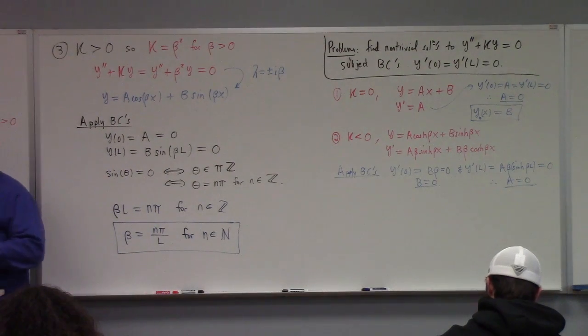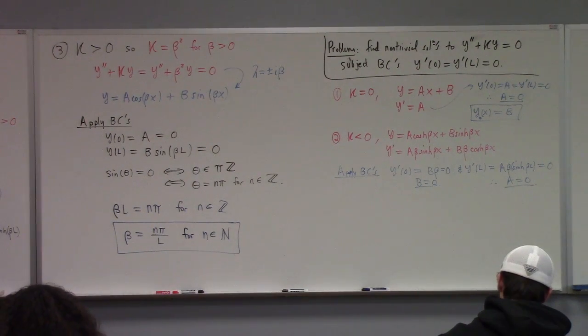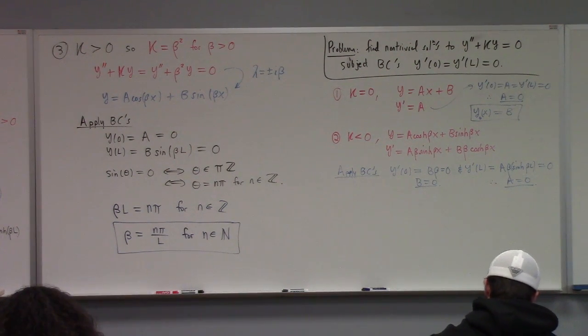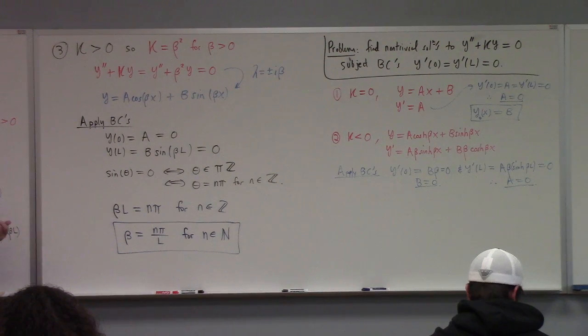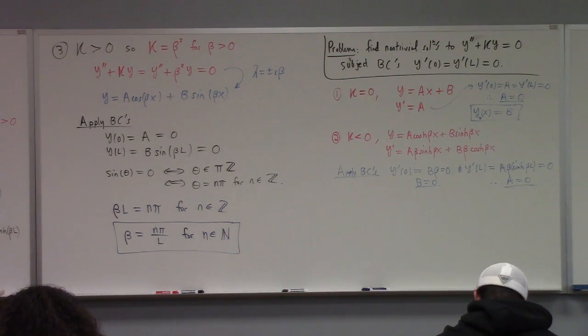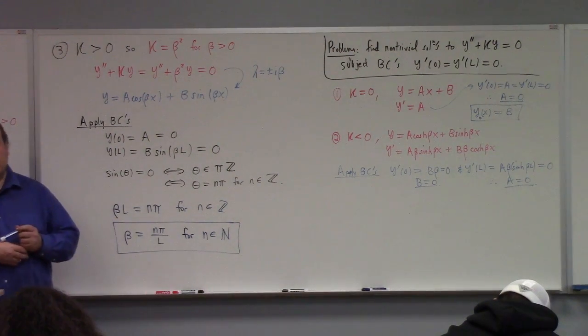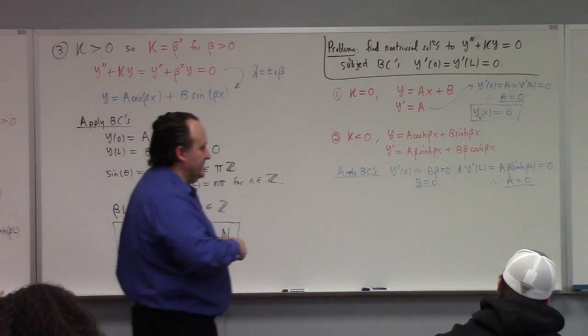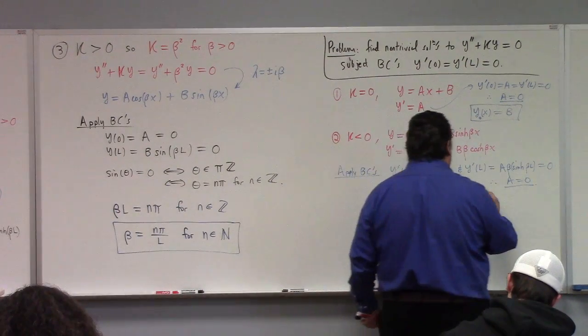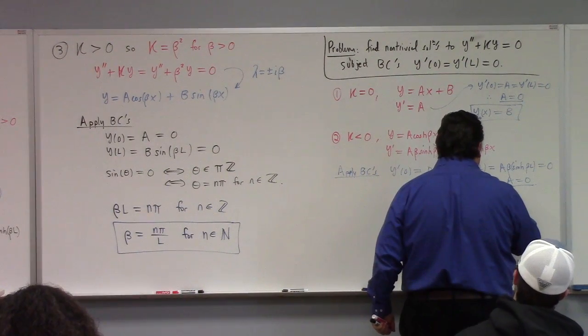Throughout this whole discussion, I'm assuming that L is non-zero, right? If L is equal to 0, that's just dumb, right? And if L is negative, that's also kind of dumb because I went from 0 to L for my domain of the solution, right? So we're assuming L is a positive number. So in summary, for case 2, nothing. Nothing to see here, right?